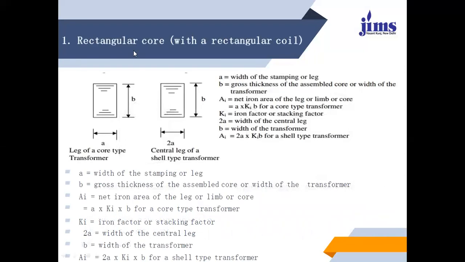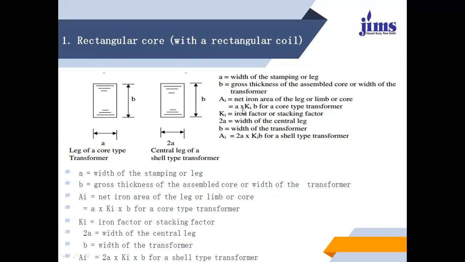For a rectangular core, if a is the width and b is the height of the core, then this is the leg of a core type transformer, and this is the central leg of a shell type transformer, where this size will be twice a. Here, a is the width of the stamping or leg, b is the gross thickness of the assembled core or width of the transformer, and Ai is the net iron area of the leg, limb or core.